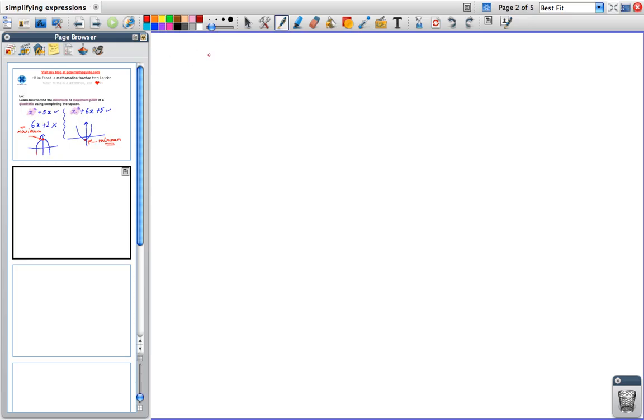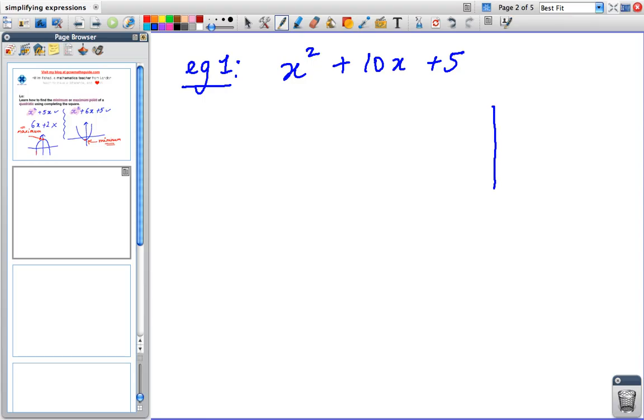If you have seen my previous video on completing the square, you'll find this pretty straightforward. So let's say we had x squared plus 10x plus 5, and you want to know the coordinates of the minimum point. I know for a fact this is going to be a quadratic graph, and it's going to be a smiley face because I've got a plus in front of the x squared. So when it's a positive x squared, it's going to be a smiley face, so therefore I'm trying to find a minimum point.